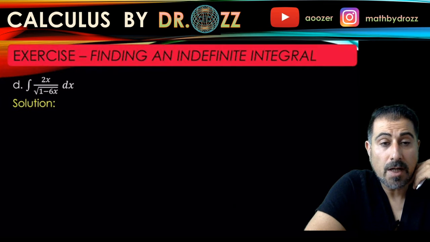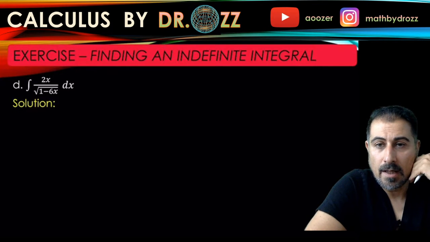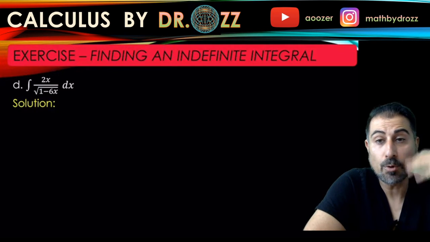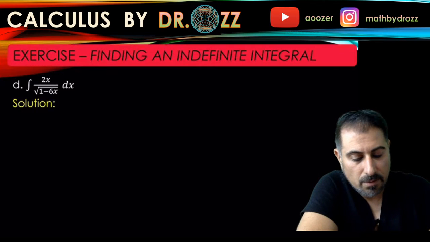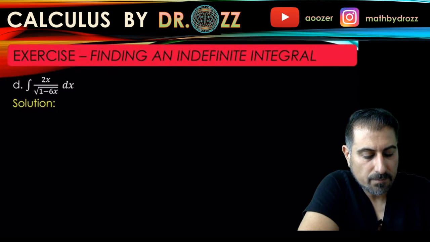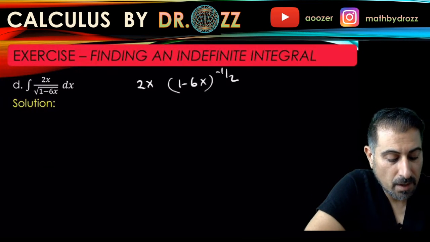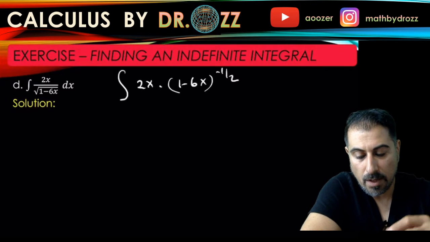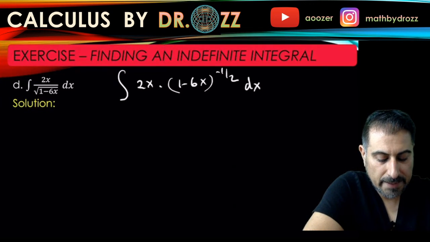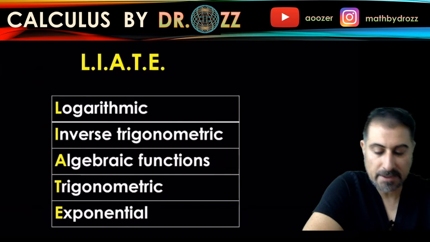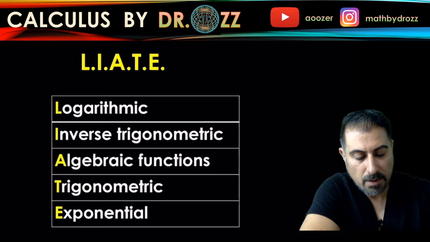I think we should rely on LIATE. We have a polynomial against an inverse function, or an exponential function if you want to go with that. So 2x times (1 minus 6x) to the power of negative 1/2. If I write it this way, maybe you can see that better. With LIATE, you have the polynomial against almost like an exponential function in some sense.